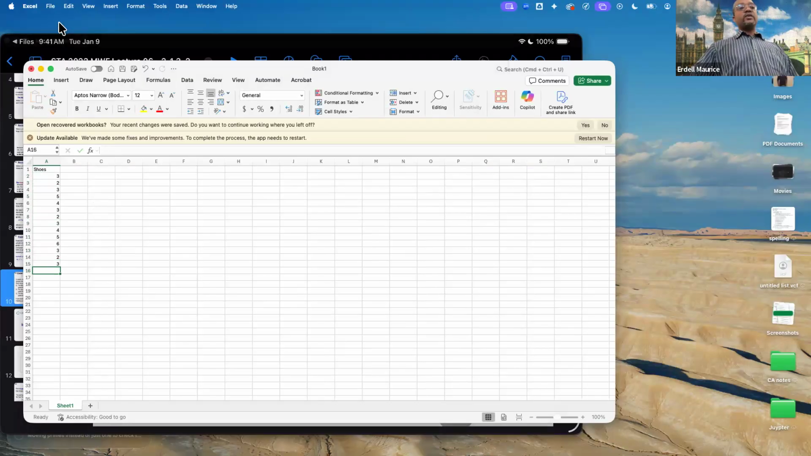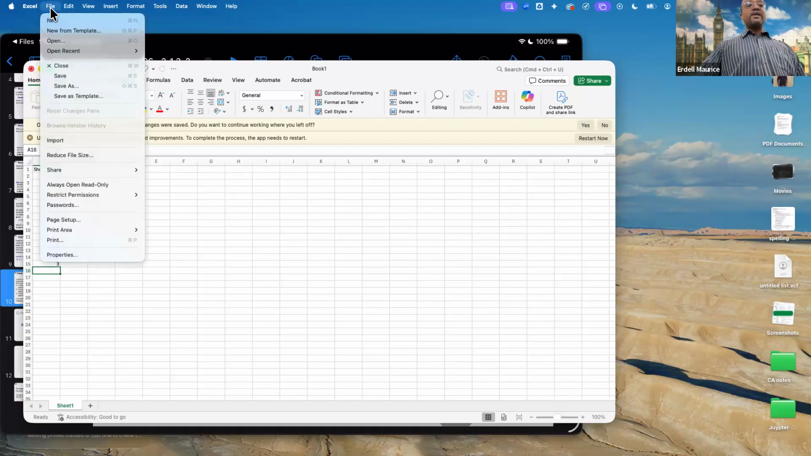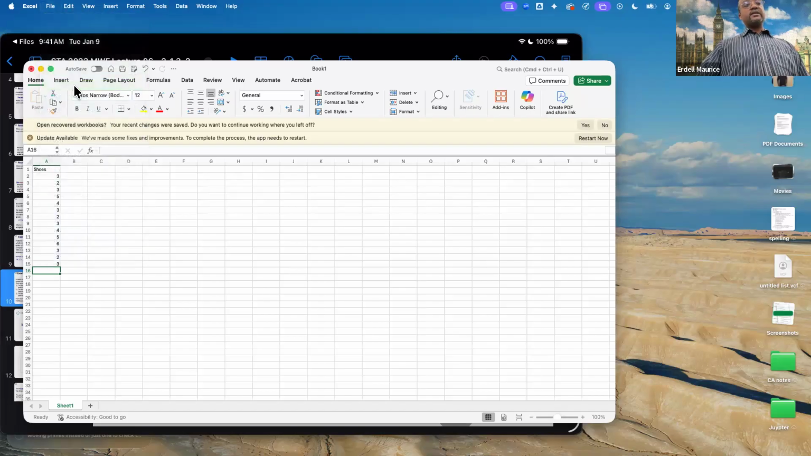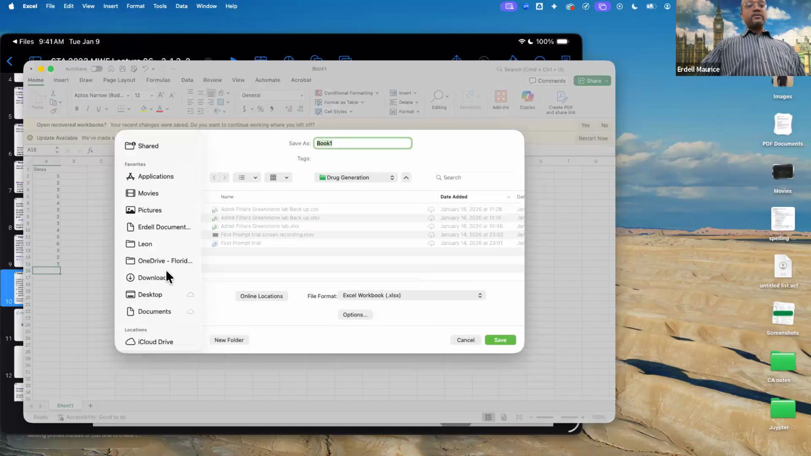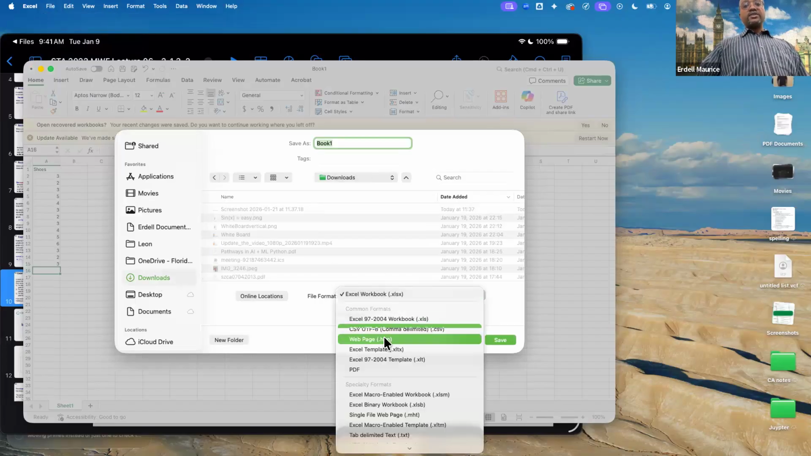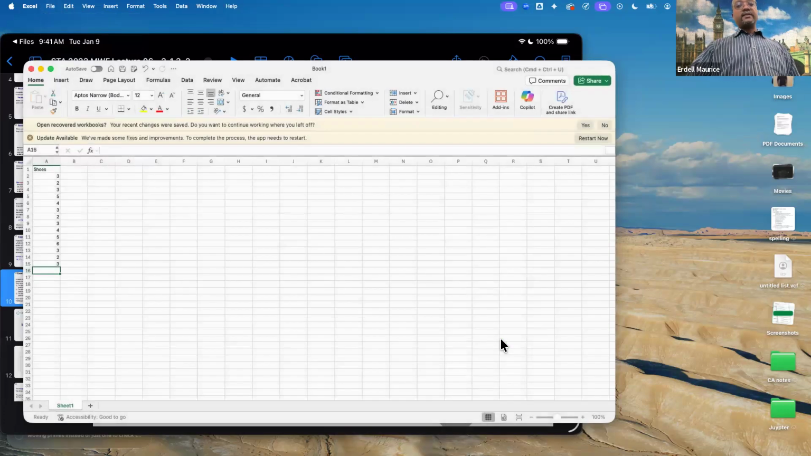What you would do right here is save this as a CSV file. That stands for comma separated values. So you go to File and then Save As, go to your downloads folder, and instead of an Excel workbook, you change it to CSV, comma separated values. Then you save it right here.